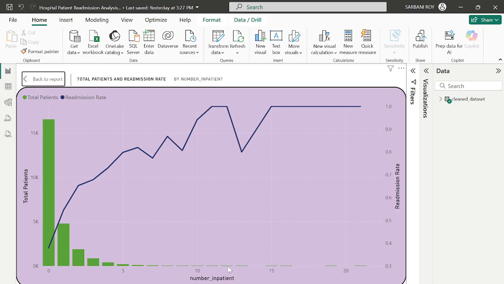Now the most important observation in this chart is the blue line. The readmission rate increases sharply as the inpatient count rises. The patients with zero visits have moderate readmission. By the time the patient has 3 to 5 prior inpatient visits, their readmission risk becomes very high. After 10 or more inpatient visits, the readmission rate reaches almost 100%.